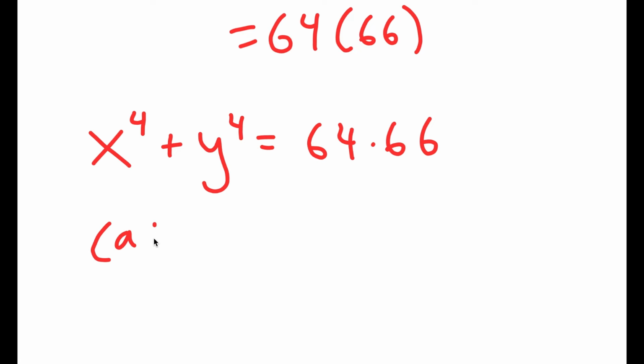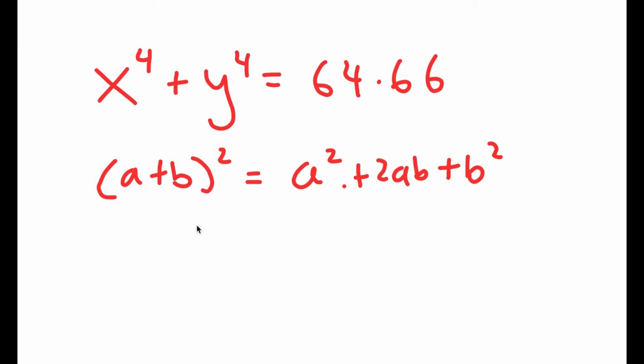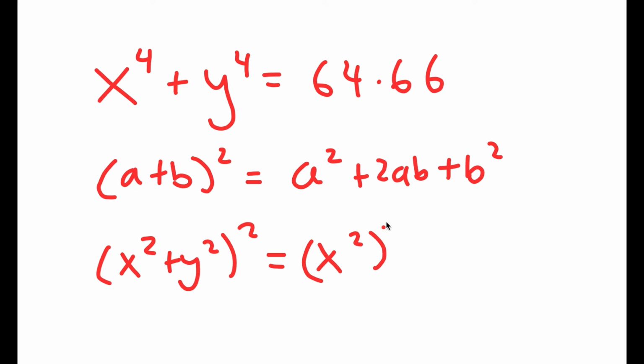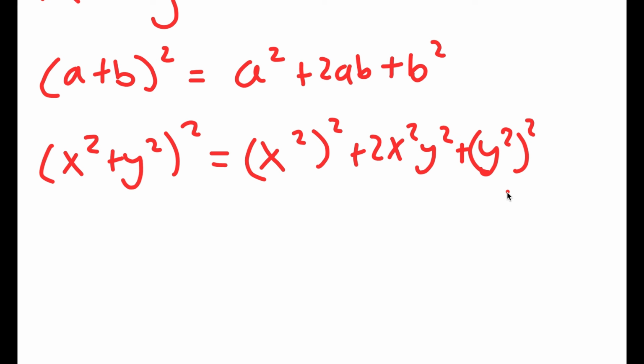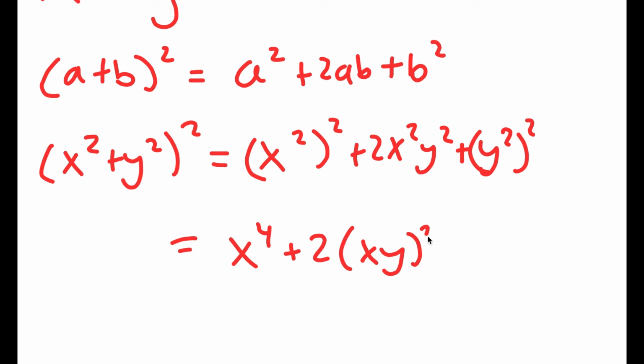Now, if I have something in the form (a plus b) squared, this is equal to a squared plus 2ab plus b squared. So (x squared plus y squared) squared is equal to (x squared) squared plus 2x squared y squared plus (y squared) squared, right? So because now we have x to the power of 4 plus 2 times (xy) whole squared plus y to the power of 4, which is the value of (x squared plus y squared) squared.